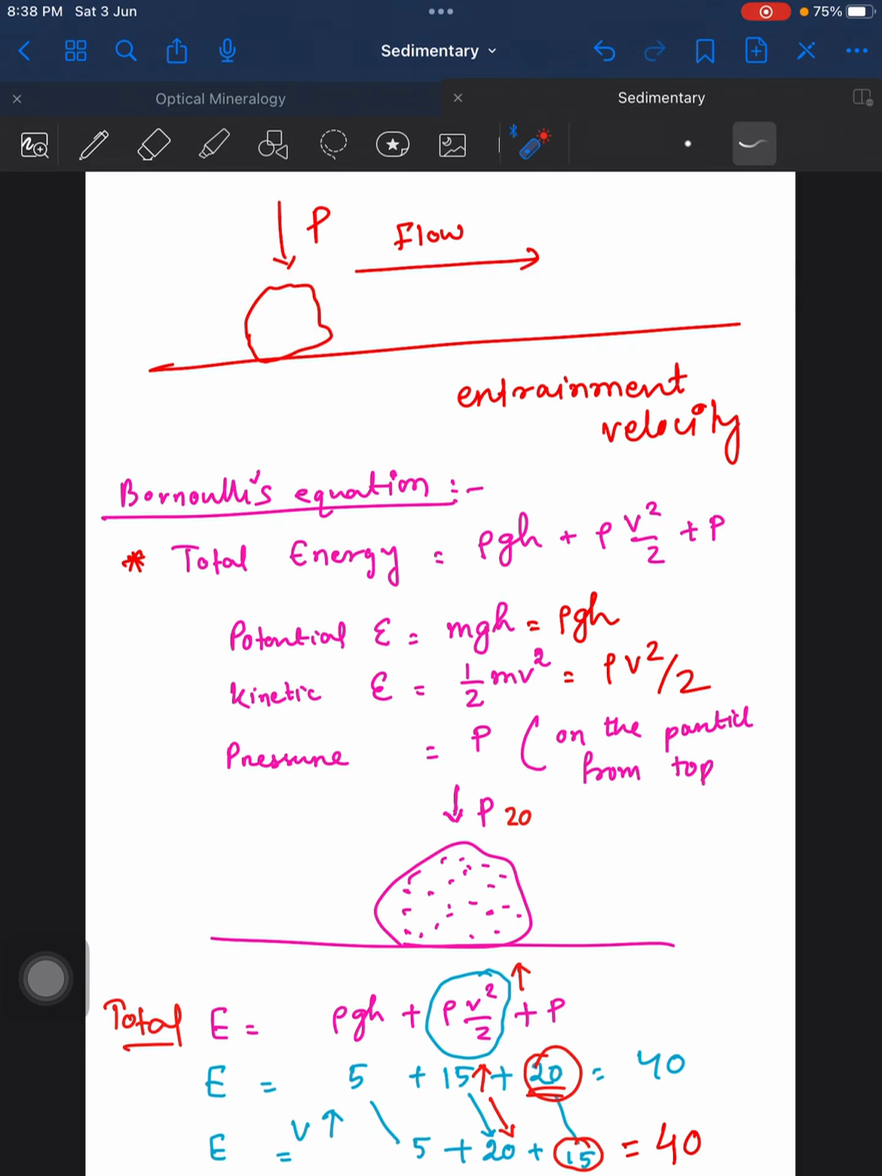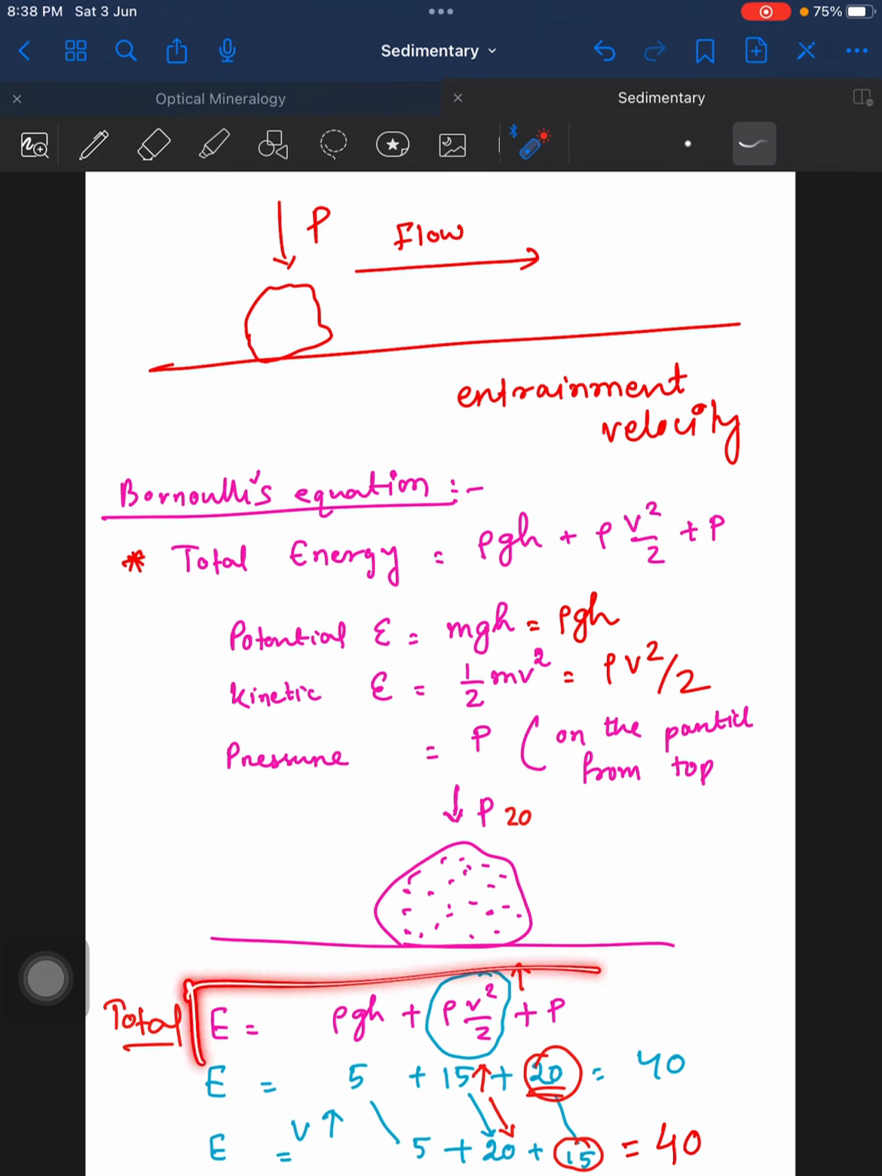So this Bernoulli's equation is known for generating the entrainment velocity. Entrainment velocity means the minimum velocity we need to make a particle move. Okay, this is known as bringing into movement. So this particle is at rest, and the initial velocity needed to move it is the entrainment velocity. And this is how Bernoulli's equation deals with it.